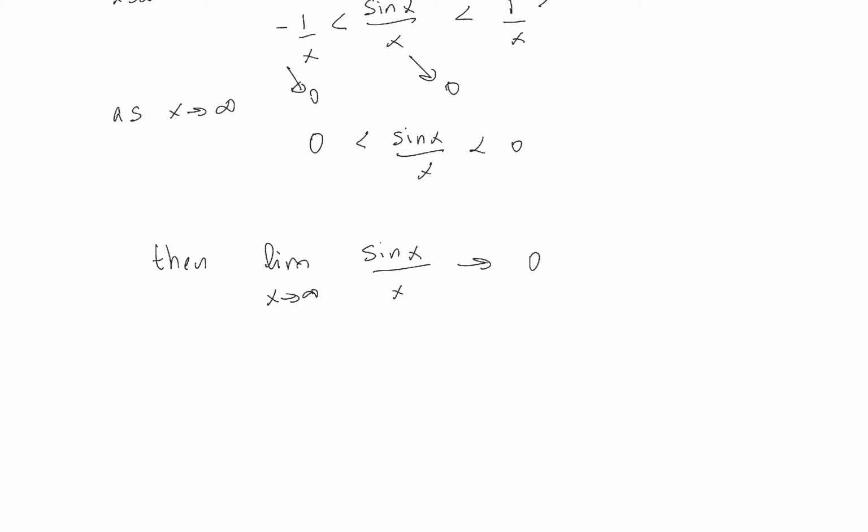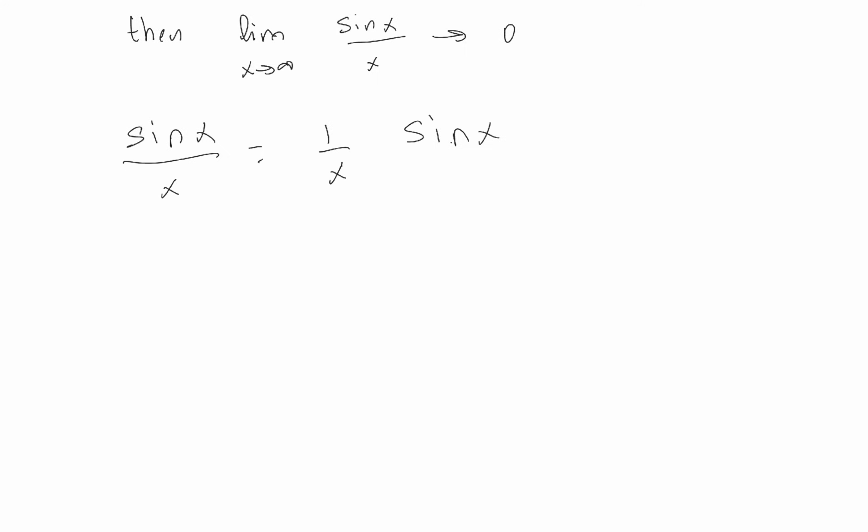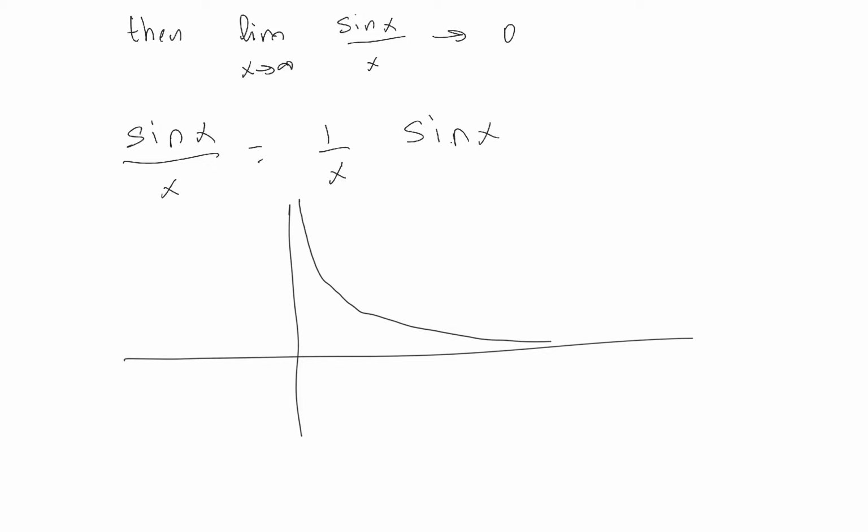One way to represent this function is to write it in this way. Sine of x divided by x is the same as 1 divided by x times sine of x. So when you want to represent this function, you can draw 1 divided by x. 1 divided by x is this function. This is 1 divided by x. And you draw minus 1 divided by x.